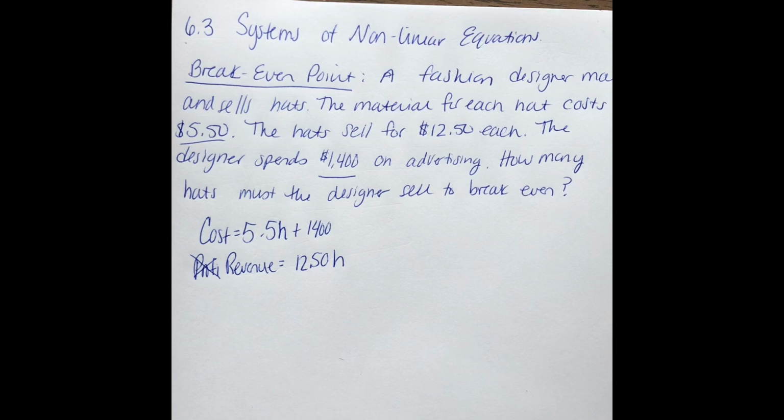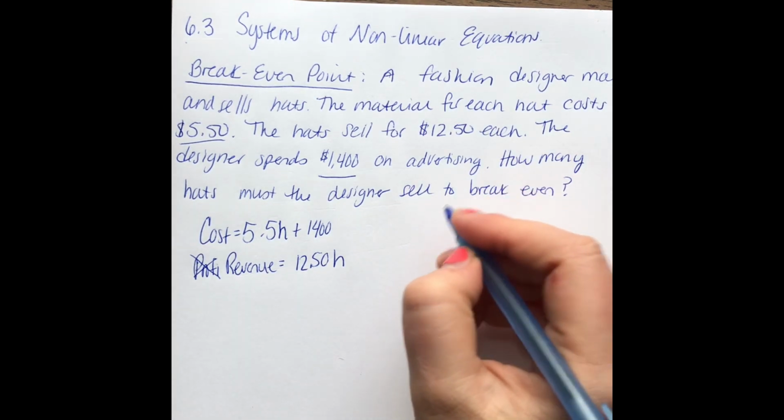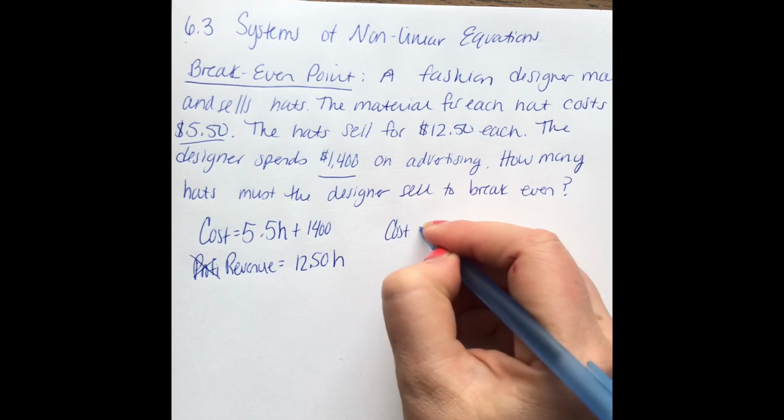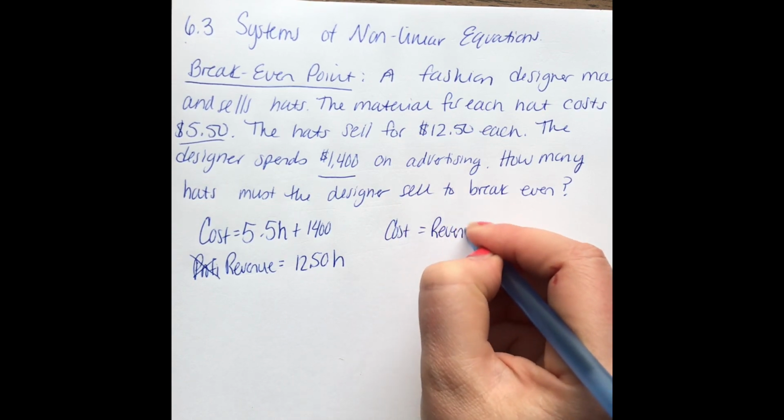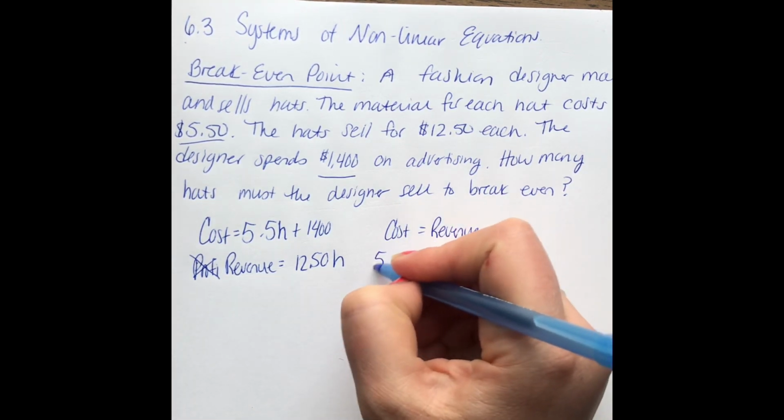So if we're going to find the break-even point, breaking even means you're going to come out not making money, not losing money, so they're going to be equal. So what we're going to do is when the cost equals the revenue, we're going to set them equal to each other.